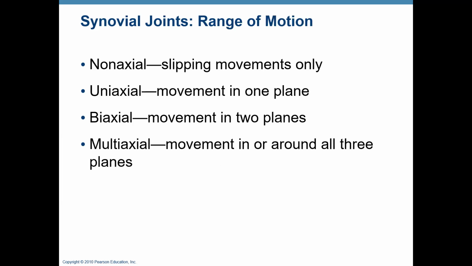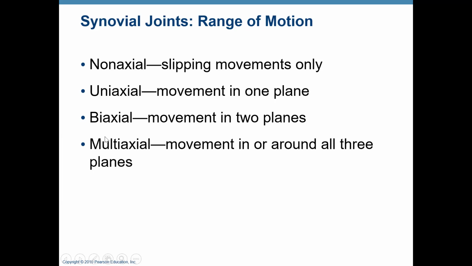Some synovial joints, like in the wrist, will allow for kind of gliding movement, which is non-axial, they say. Or if the joint allows movement only in one direction, it is uniaxial. Think of flexing your forearm. It's only going in one plane. Biaxial could be two. Think of your fingers: you can bend them, you could twirl them, move them side to side. Biaxial.